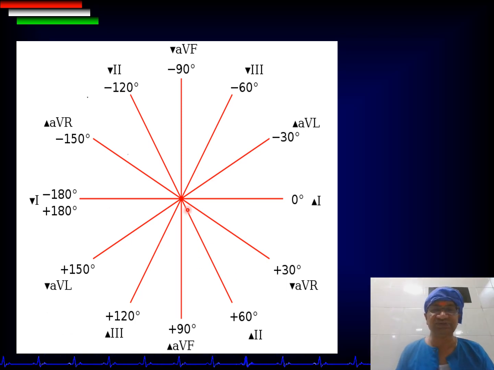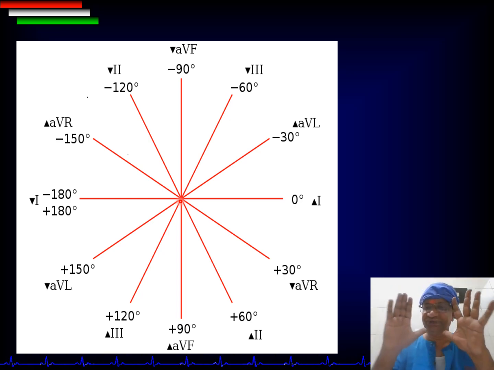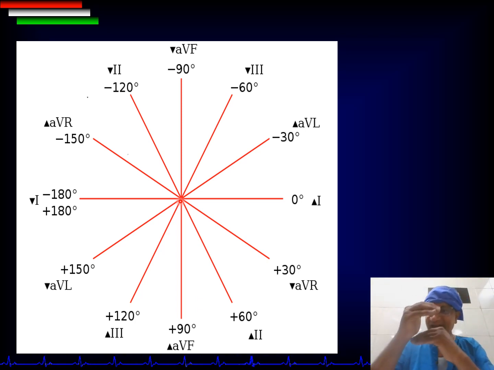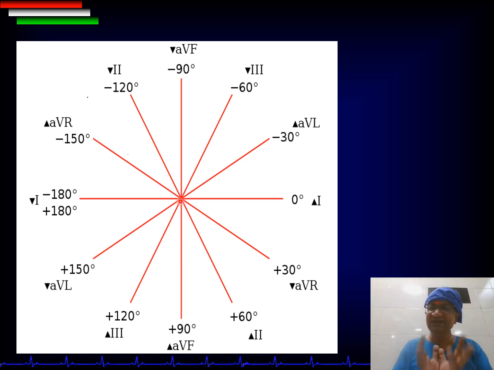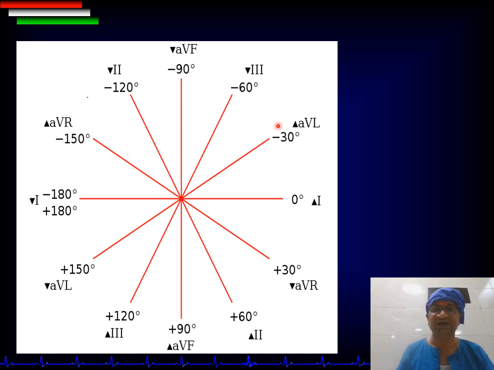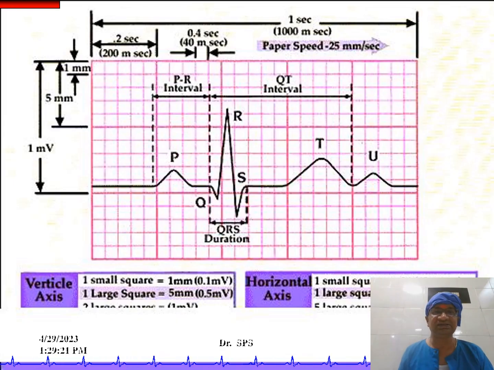So this is the axis, the normal axis. Whenever we talk about axis, we are talking about the QRS complex, not about atrial axis or T wave axis. QRS axis means the main current deflection is towards this direction. That is what we want to tell. This is between minus 30 to plus 90, this area. So normally this is the axis.